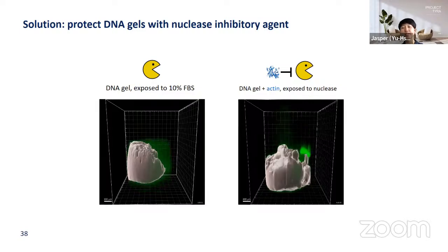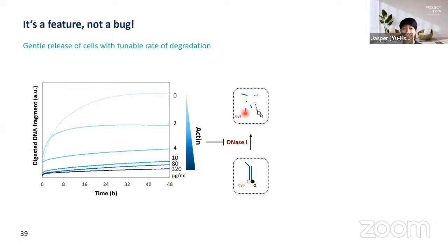This solution is not perfect, it's not 100% protection. So right now we actually prefer to use serum-free medium, a synthetic defined medium for cell culture that allows us to culture our cells for up to weeks without any problem. But looking at this, it's actually a feature, not a bug, because now we can release the cells by digesting our gel with DNase, and even control the degradation rate by adding a different amount of this inhibitory agent.